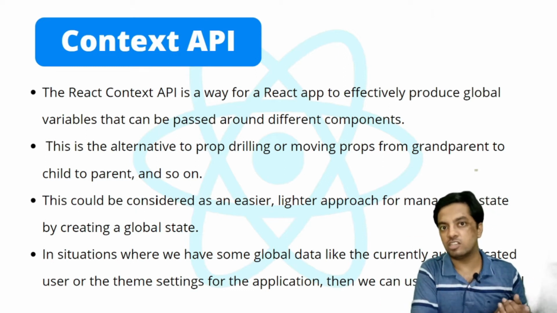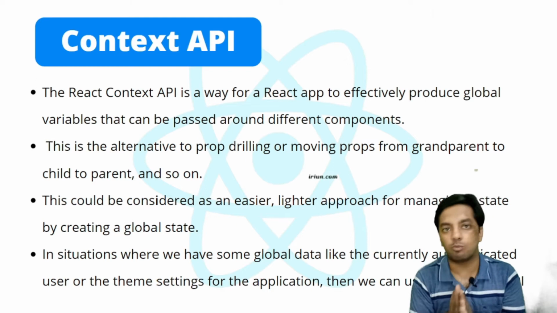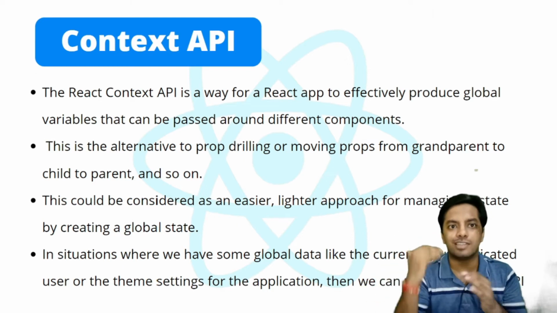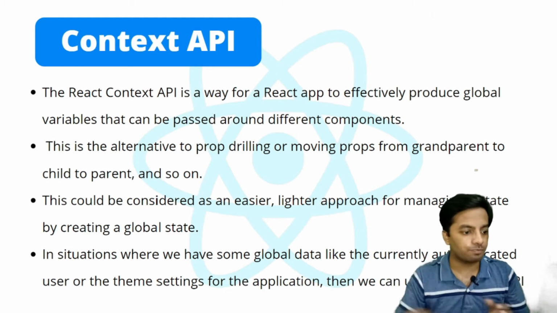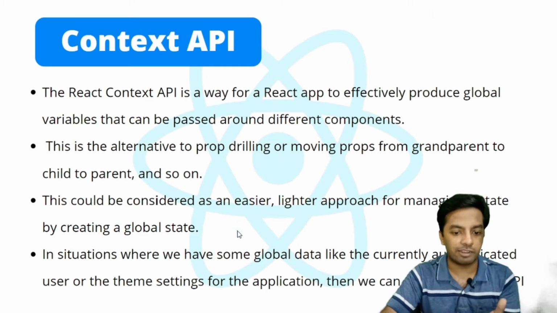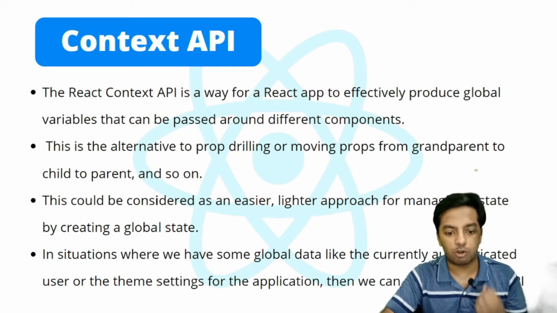What we have seen initially in the previous videos is that state consists of dynamic values that are accessed by only that component. But using Context API, we can create a global state that could be accessed by all components, okay? In situations where we have global data like the currently authenticated user or the theme settings for the application, we can use the Context API.